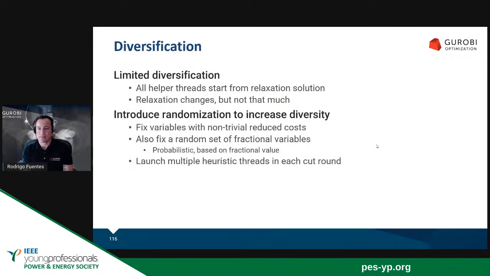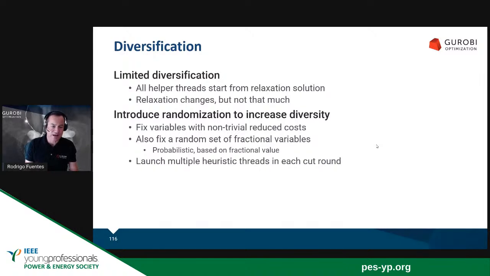So all helper threads start from the relaxation solution. The relaxation changes, but it doesn't change that much. So for diversification we use some randomization to improve this process to some extent. We fix variables, as we said, that have non-trivial reduced cost, that we determine from dual information, but we can also fix a random set of fractional variables depending on the probabilistic nature of that variable, considering the fractional value they have.